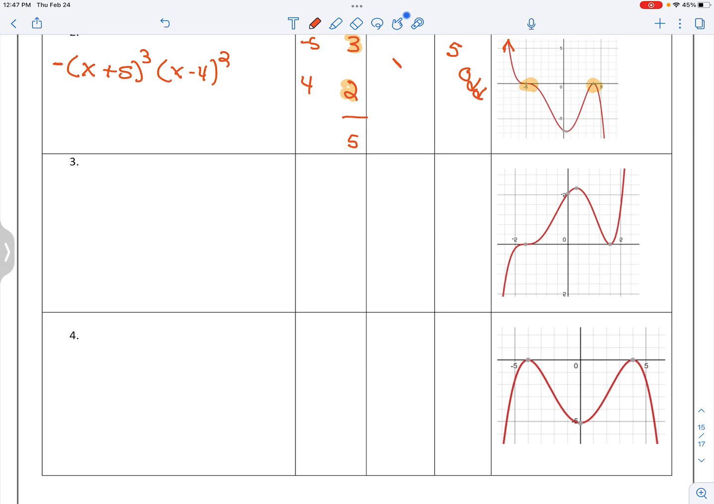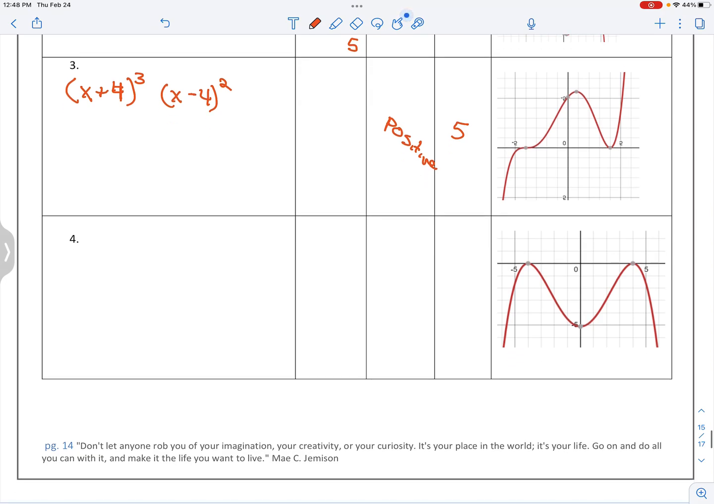So we have a 0 at -4. So it'll be x plus 4. It looks like it's got odd multiplicity, so we're going to make that 3. And then it has another 0 at 4. And it looks like it has even multiplicity. And so my degree here is 5. My leading coefficient is positive.